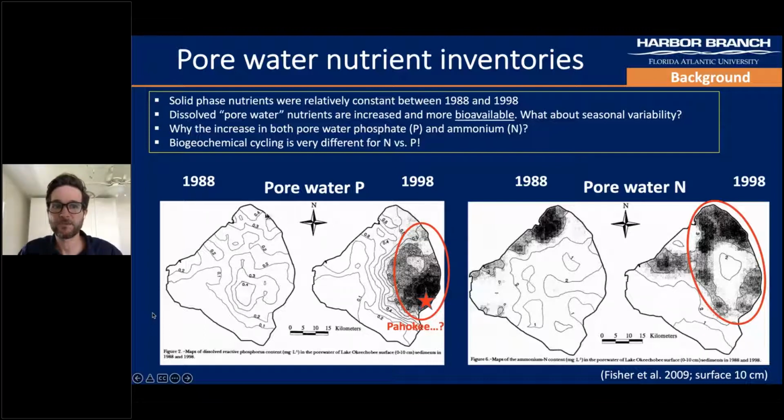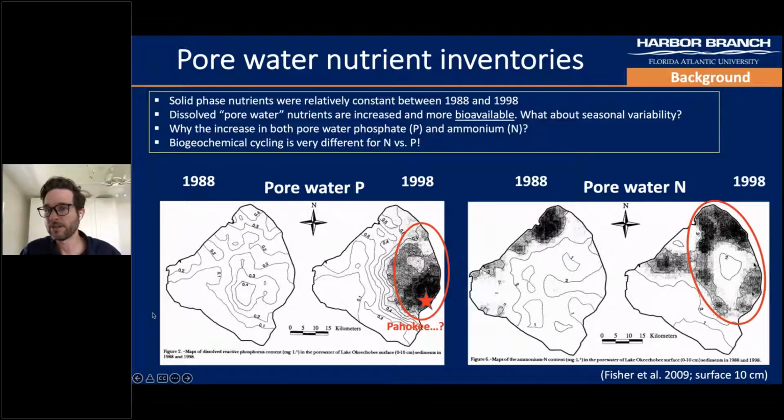But what you see just in this period is that you get a massive increase in dissolved pore water phosphate. And this is the more bioavailable fraction. If it is resuspended, it's going to be directly available to the Microcystis algae. I forgot to mention, these are the pore water nutrients, but the solid phase nutrients were relatively constant between these two time periods. So for whatever reason, we have more solubilization of these nutrients within the pore waters.